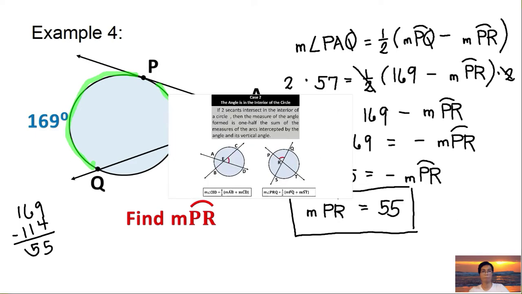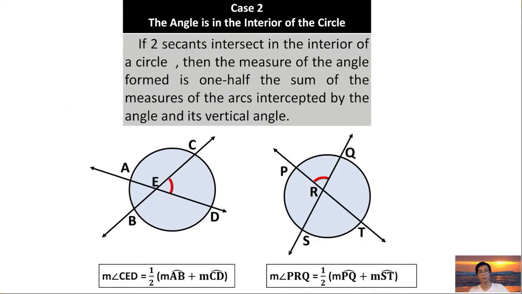So, we have case number 2. The angle is in the interior of the circle. If two secants intersect in the interior of a circle, just like the figure shown here sa baba, meron dalawang secants na nag-intersect sa loob ng circle. Then, the measure of the angle formed is 1/2 the sum of the measures of the arcs intercepted by the angle and its vertical angle. So, paliwanag natin yung theorem gamit po yung illustrations dito sa baba.